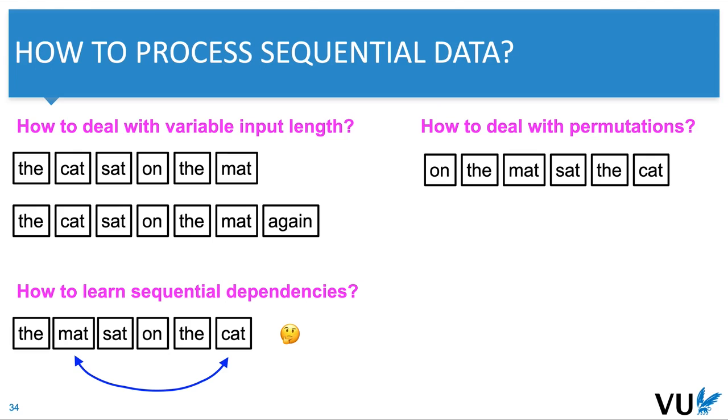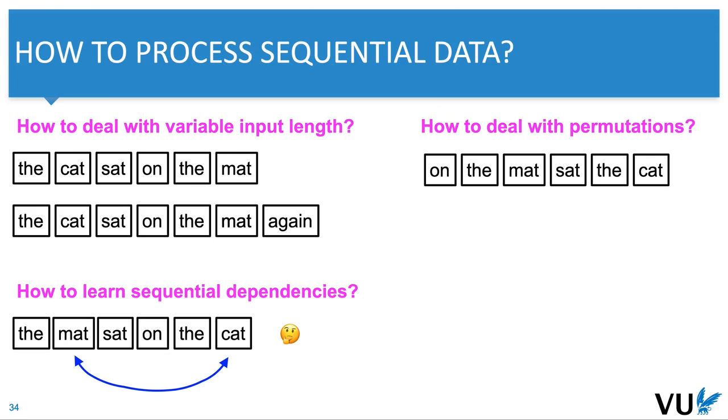Another question is how to deal with permutations. We can imagine a maybe not fully correct sentence, but why not: on the mat sat the cat. How to deal with this? We would expect that the cat sat on the mat and on the mat sat the cat are somehow semantically the same. Maybe we should expect the same output, so the processed version of this sentence should be very similar.